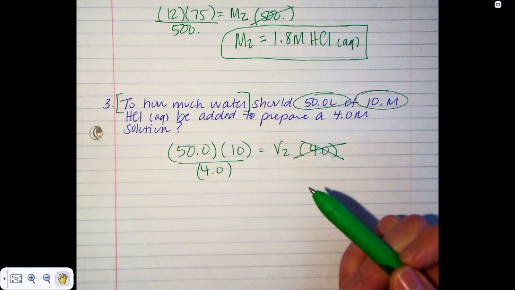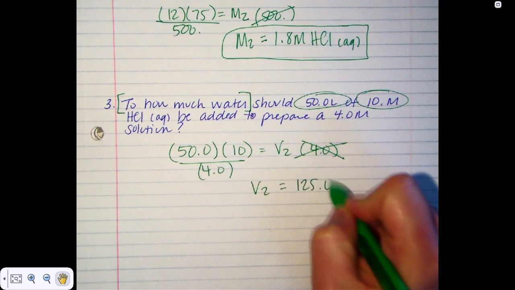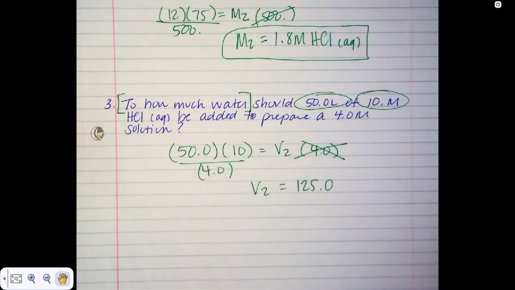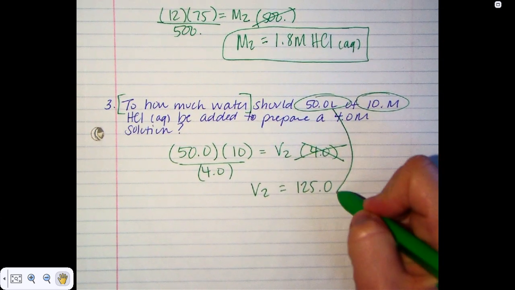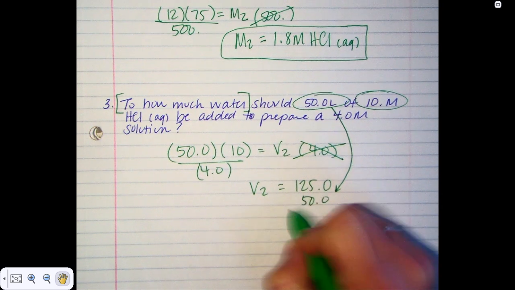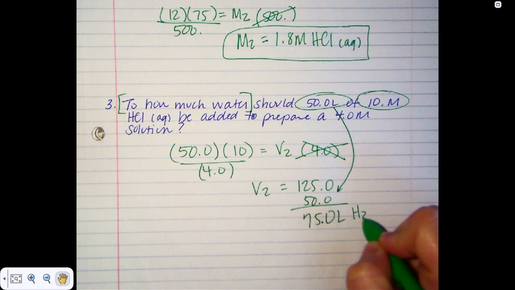So 50 times 10 divided by 4 is going to give me a V2 of 125.0, which is my total volume. I want to know how much water I added to get to the total volume. So considering that my initial volume was 50 liters, I added 75.0 liters of water. Okay.